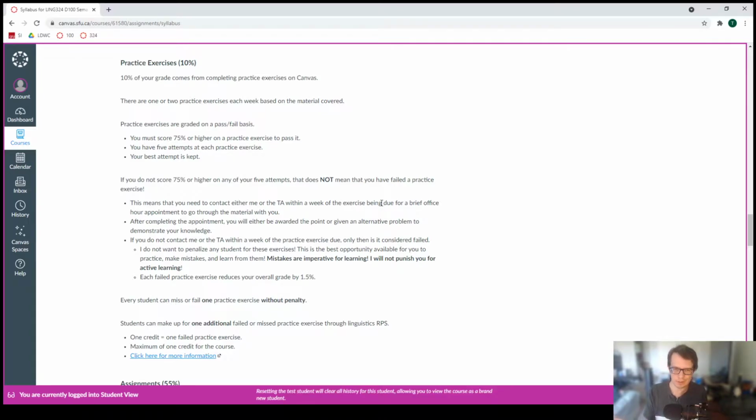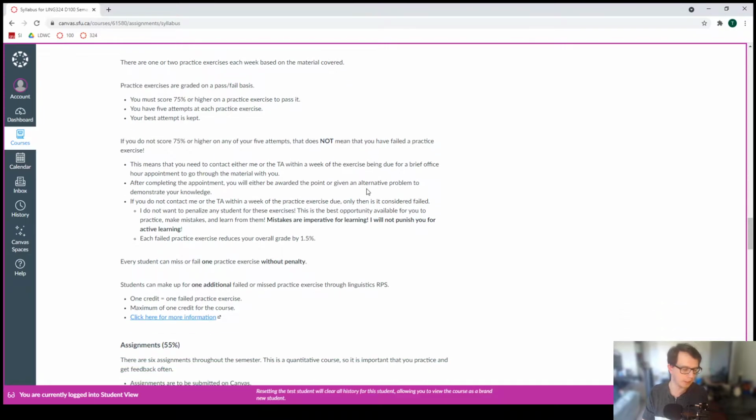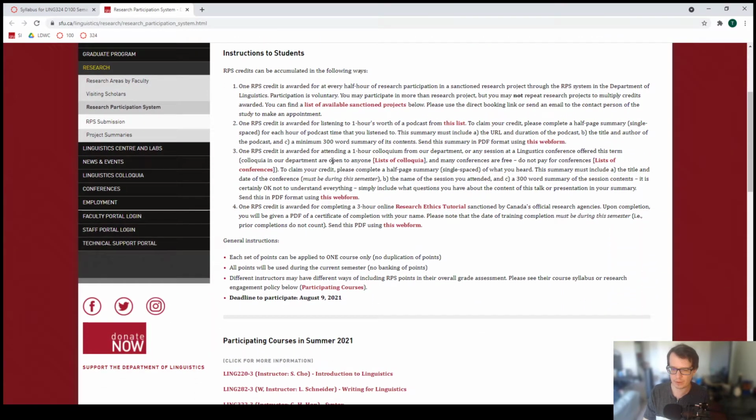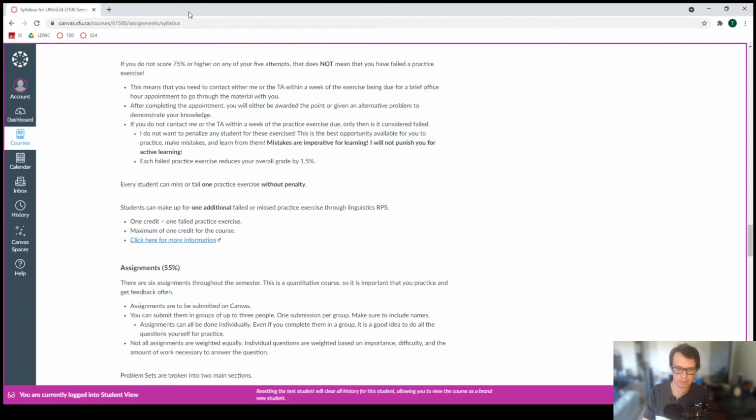However, sometimes you don't always have the time to make an appointment or finish all of these, so by the end of the course, you can miss or fail one of these practice exercises without any penalty. And if you happen to miss another one, you can go through the Linguistics Research Participation System, which you're probably familiar with by now, and you can miss or fail an additional practice exercise.